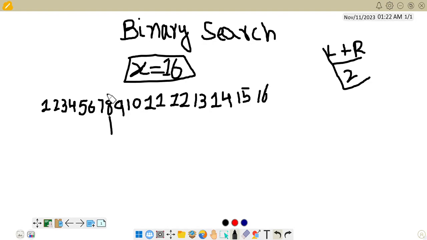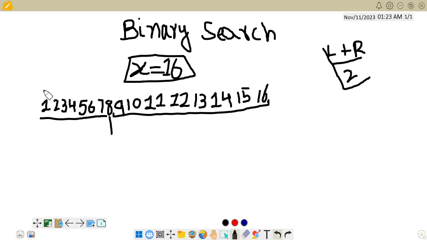Then I find the square of 8. So 8 squared is 64, which is greater than x. So it means we don't need to check the values after 8. Simply we skip these values and we look at the values before the 8.